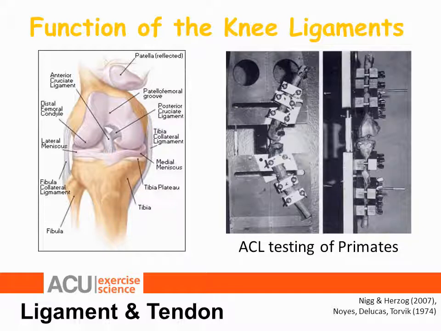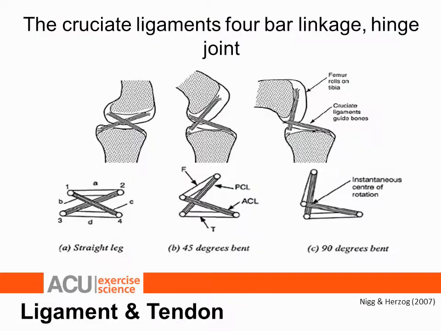So we have the anterior cruciate ligament in the knee, we have the posterior cruciate ligament, and we have the two collaterals, the medial and lateral collateral ligaments. If we take a look at the knee from the lateral aspect here, we can see how complex the arrangement is of the anterior cruciate ligament, posterior cruciate ligament, and the two leg bones, the femur and tibia.